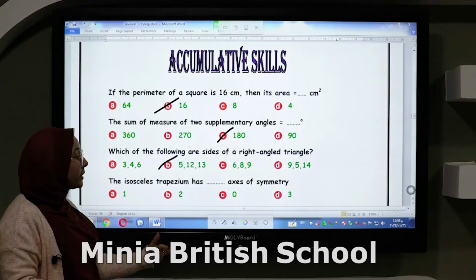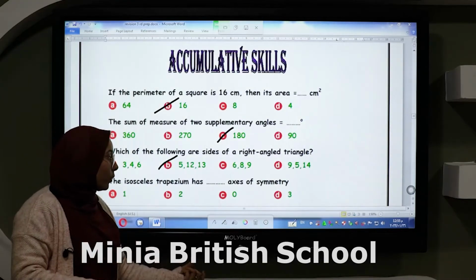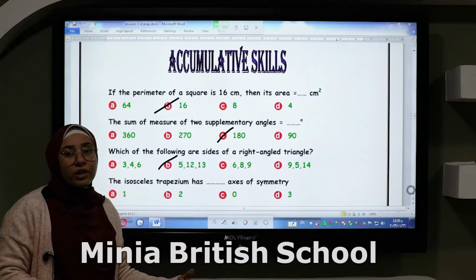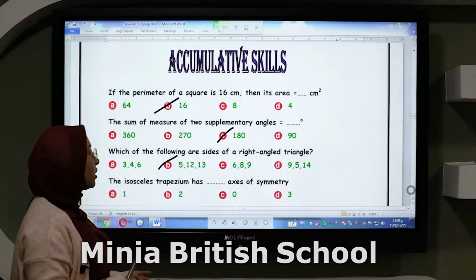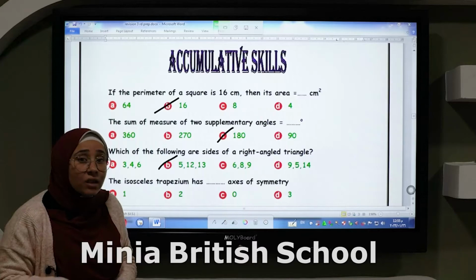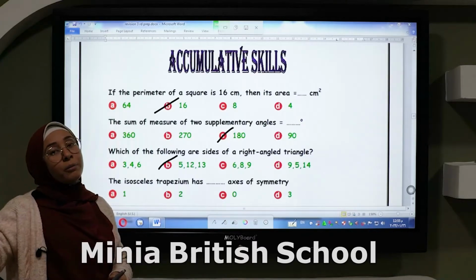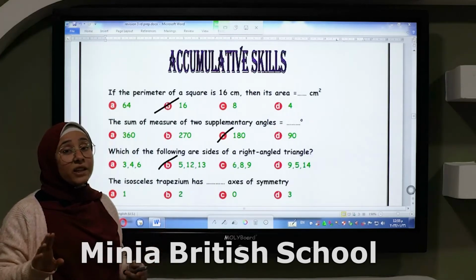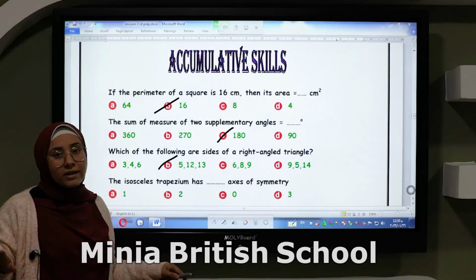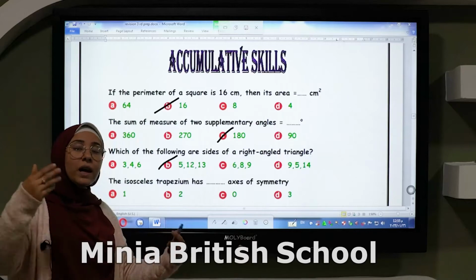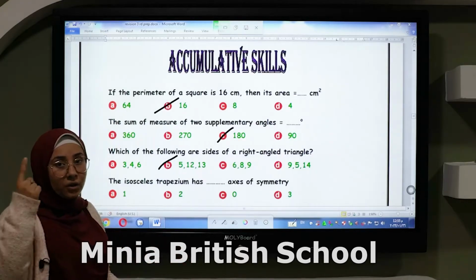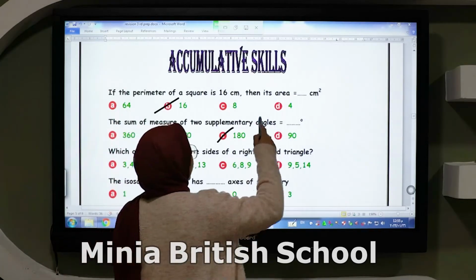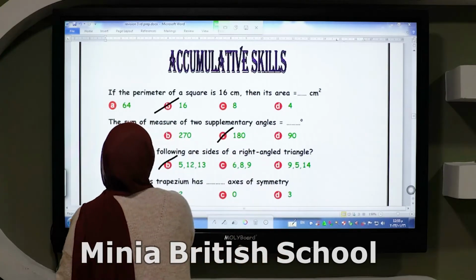The isosceles trapezium has dots axis of symmetry. Yeah, good. One axis of symmetry. But the square has 4 axes of symmetry, and the rhombus and rectangle have only 2 axes of symmetry. A scalene triangle has zero axes of symmetry, and the isosceles triangle has only one axis of symmetry. So the answer here is 1.